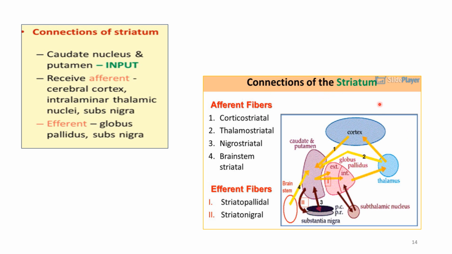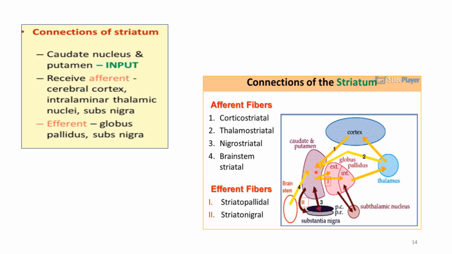Then coming to the connections of the striatum: what are the afferent fibers and what are the efferent fibers? You have already studied corticostriatal, from cortex to the striatum. Striatum means caudate and putamen, the neostriatum. Cortex to striatum is corticostriatal, releasing glutamate as a neurotransmitter. Then thalamostriatal.